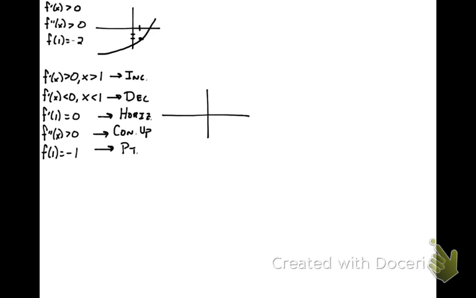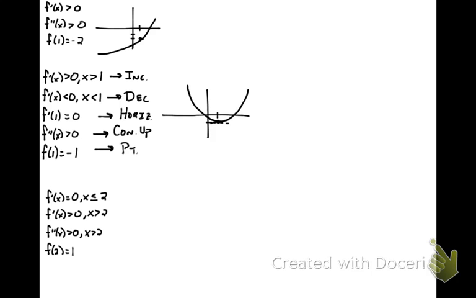I always start with the known points, so f of 1 should be negative 1. I know that it should be horizontal there. It should be increasing after that and decreasing before it, and always be concave up. So, since it should be decreasing before it, but concave up, we might be doing something like this. Here there would be a horizontal tangent, and it should be increasing after it and remain concave up. So our graph might look something like this. Let's consider the next example.